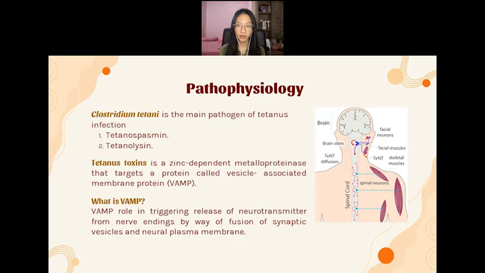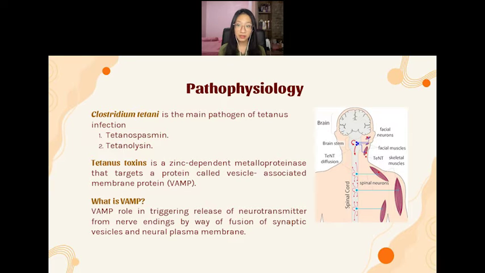I'm going to explain about the pathophysiology of tetanus. Clostridium tetani is the main pathogen of tetanus infections, and this spore-forming pathogen is an obligate anaerobic bacterium found in soil and feces that releases two types of toxins. Those are tetanospasmin and tetanolysin. Tetanospasmin, also called tetanus toxin, is a neurotoxin that induces classical muscle spasm. Meanwhile, the role of tetanolysin in human tetanus remains unclear and not well understood.